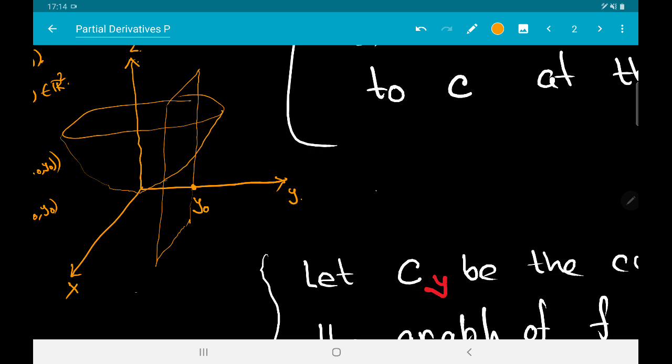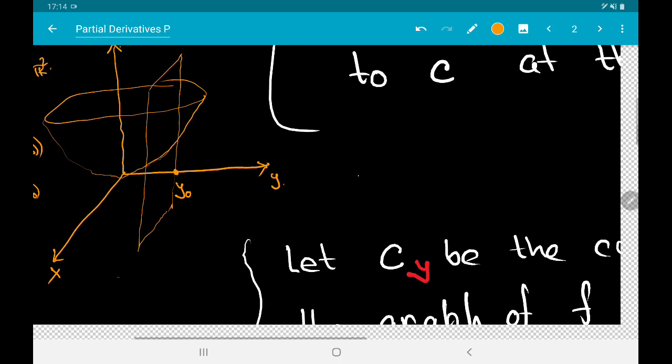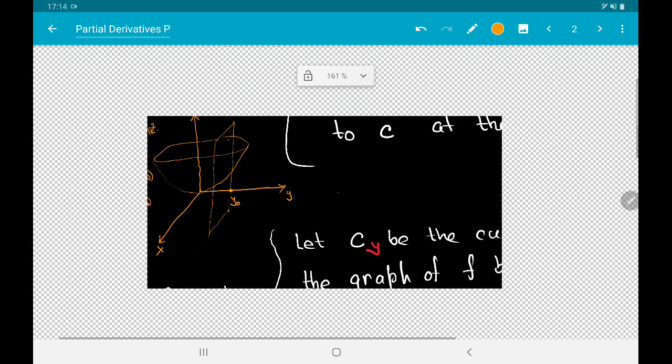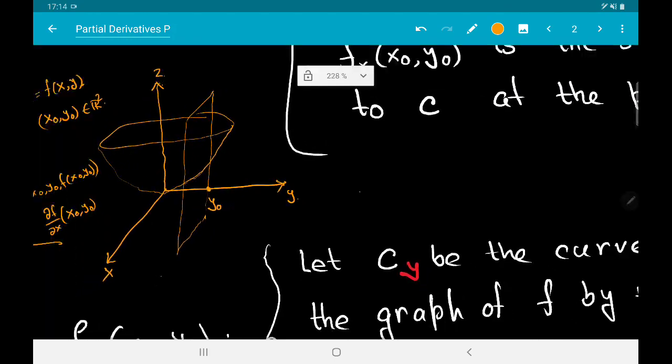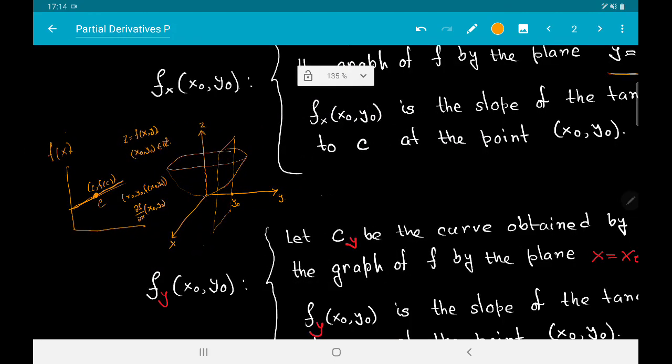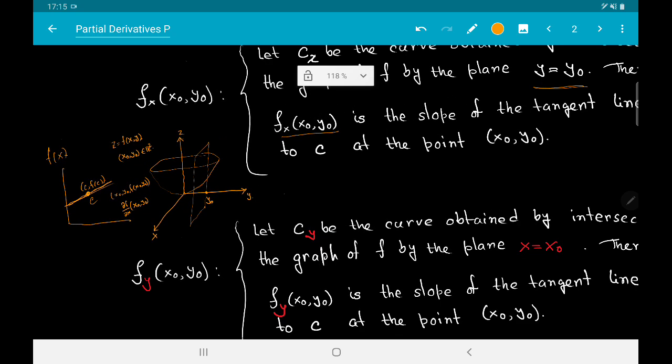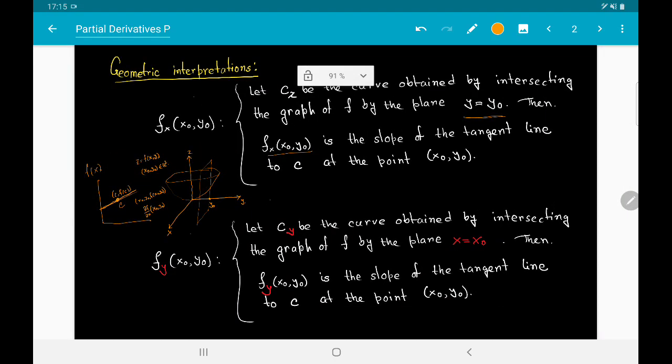So I do not know what is there, but there should be a two-dimensional graph, and this looks like a curve. Then del f del x, or fx of x0, y0, is the slope of the tangent line to the curve Cx that we get, at the point x0, y0. I hope this is clear.